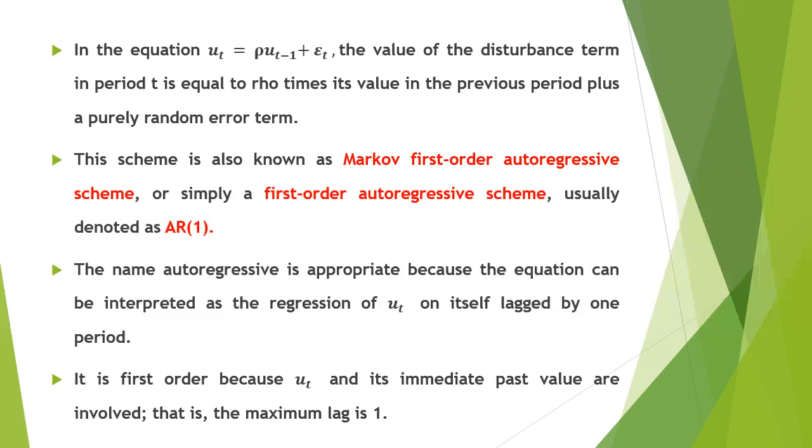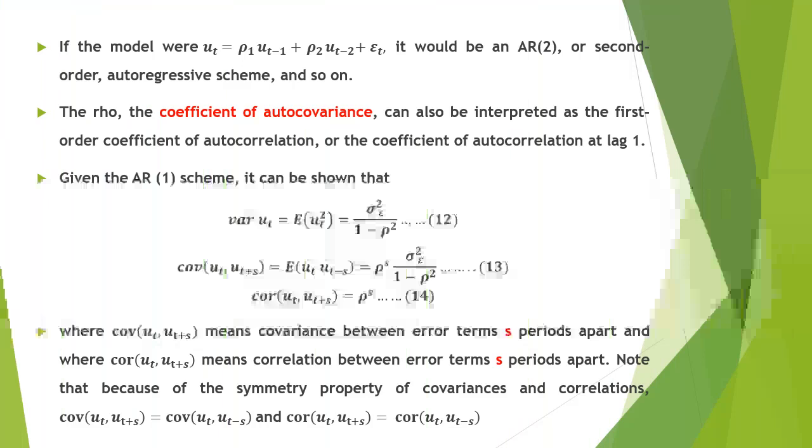If we have the model where ut is equal to rho 1 into ut minus 1 plus rho 2 into ut minus 2 plus epsilon t, it would be an AR2 or autoregressive of second order scheme. The rho, that is the coefficient of autocovariance, can also be interpreted as the first order coefficient of autocorrelation, or the coefficient of autocorrelation at lag 1.